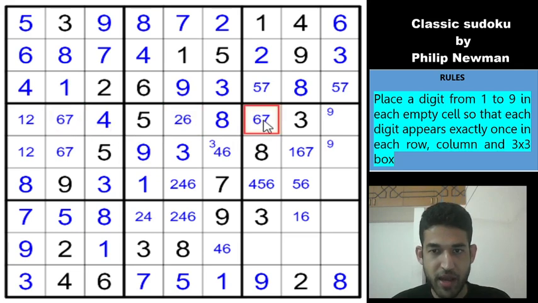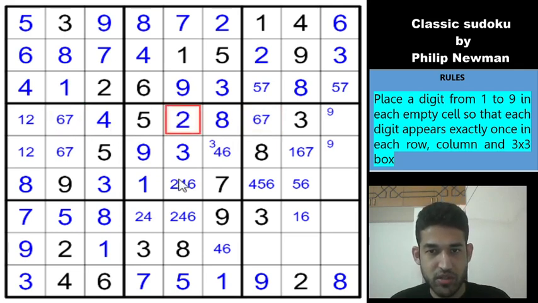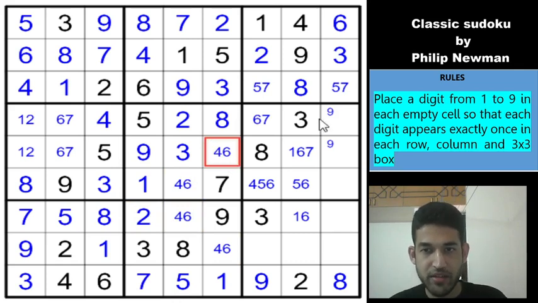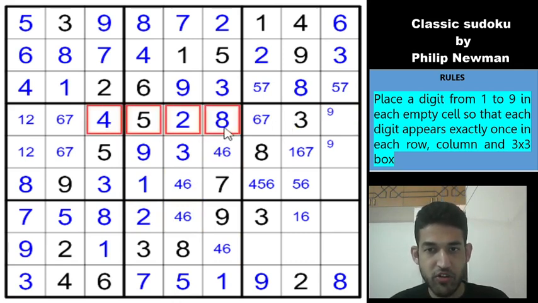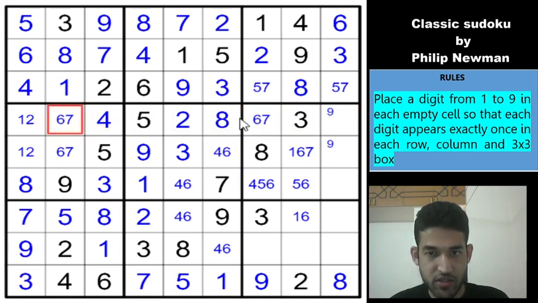So 6, 7 pair, which means this cell would be a 2, and this cell is not a 2, this cell is not a 2, 4, 6 pair, so this is a 2. So the middle 3 columns are also falling fast now, guys. And this cell can't be 2, 4, 5, 8, cannot be 3, 6 and 7. So this must be 1 and 9.